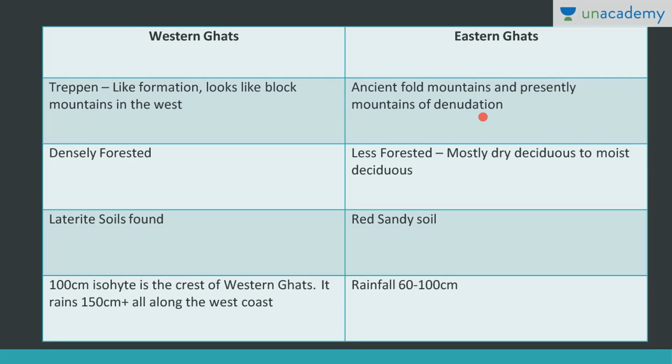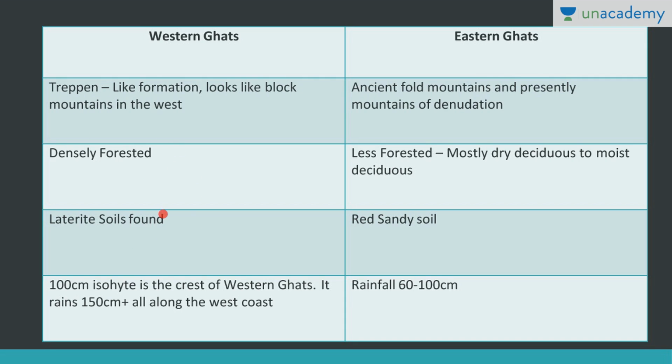Okay, these are highly scattered, fragmented, and all the river valleys are cutting these ranges of Eastern Ghats. Now Western Ghats are densely forested, right? As compared to Western Ghats, Eastern Ghats are less forested. Mostly here you will find dry deciduous to moist deciduous, but in Western Ghats you will find tropical wet evergreen forest also, because of the rainfall, especially in the western section of the Western Ghats, where the rainfall is greater than 250 centimeters. So these are densely forested.